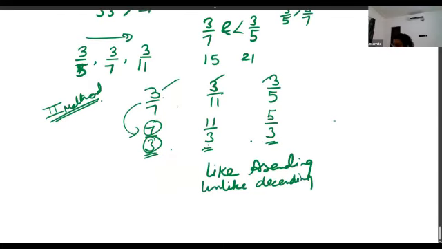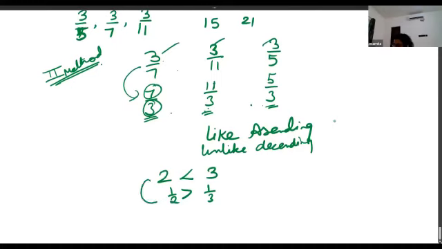Or you can say, if I compare 2 and 3, here 3 is more. Now if I take the reciprocal, it would be 1 by 3 and 1 by 2. If I take the reciprocal of a number, the greater sign will change to a lesser sign. Greater sign will be converted to less than sign.